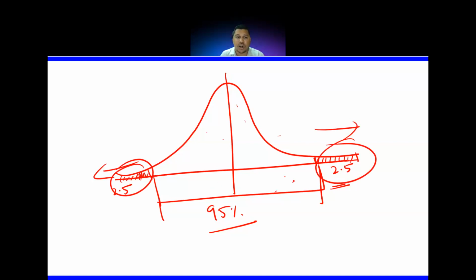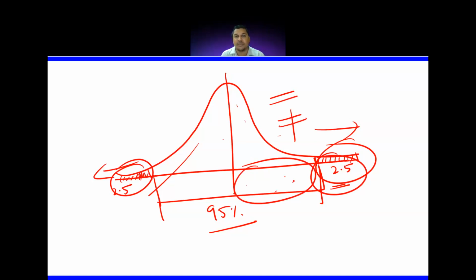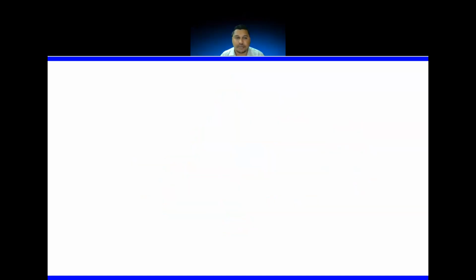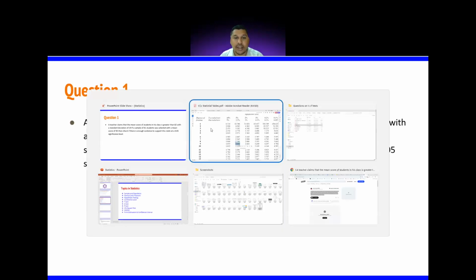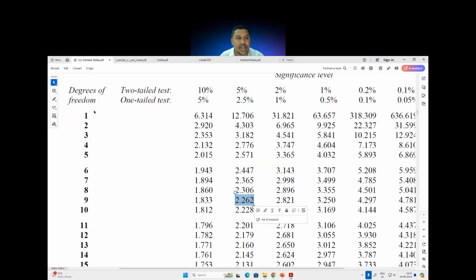If it is one tail, you are not checking the other end, you are checking only one end, because you are focusing only on equal to or not equal to. So in that case, this will be your 5%, this will be 95%. Okay. The naming convention has come from this, that it is a two tail and one tail test. I believe you understood about two tail and one tail test and degree of freedom, and this is the significance level.